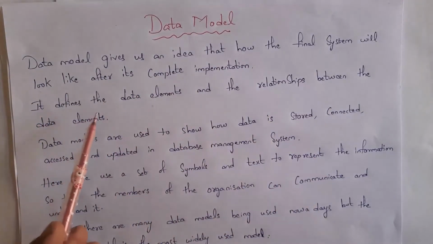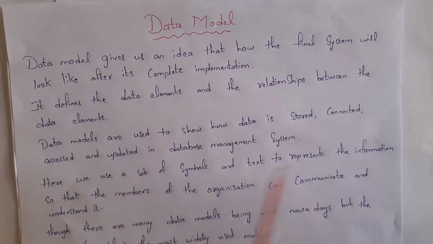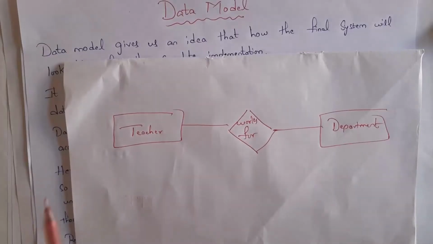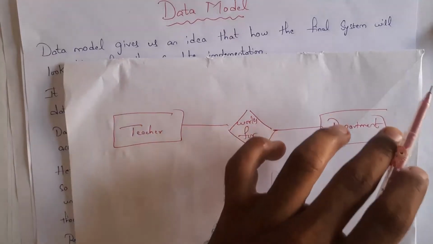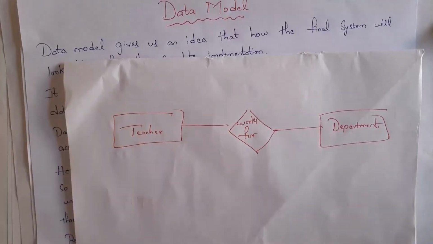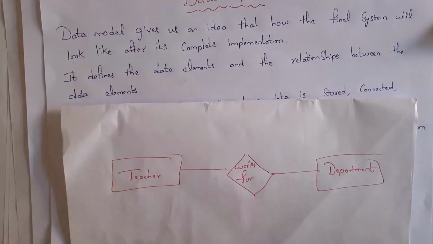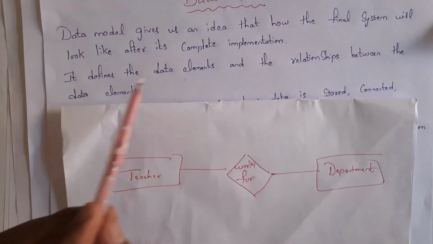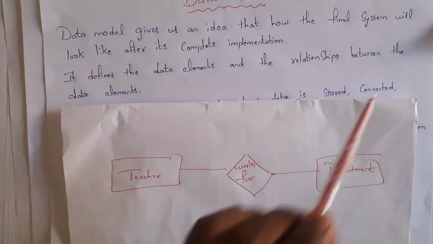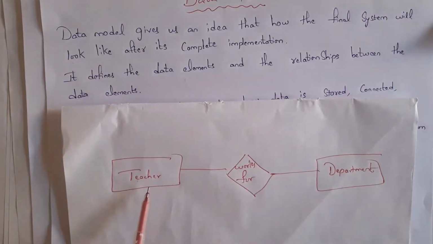A data model defines the data elements and the relationship between the data elements. For example, consider there is a teacher and there is a department. As we know, a teacher works for a department. So the relationship between teacher and department is works for. This teacher and department are data elements. So a data model defines the data elements and the relationship between the data elements.